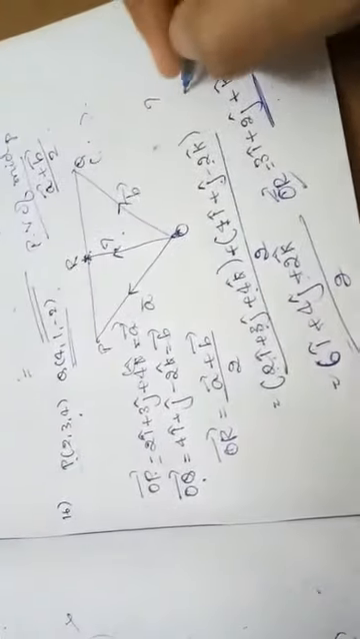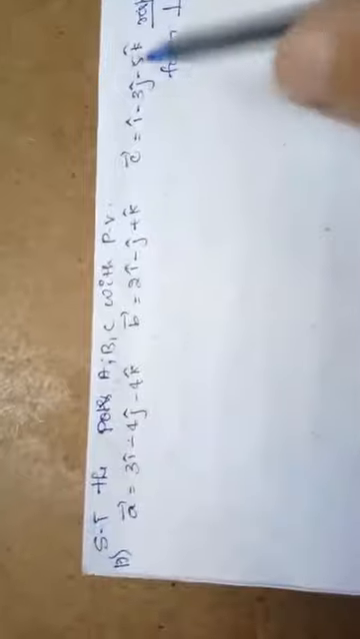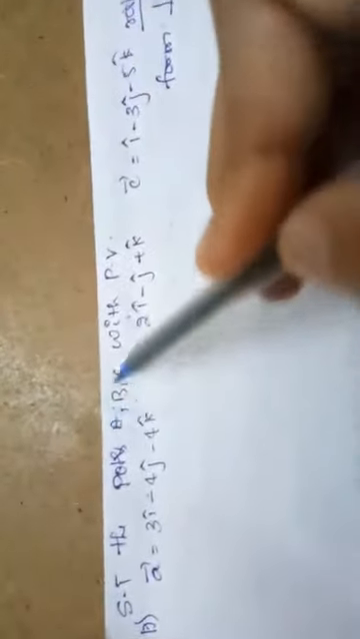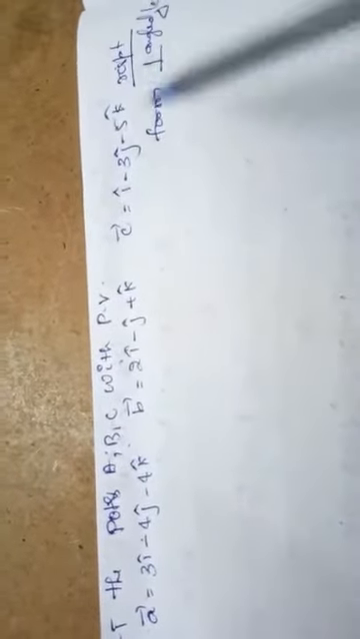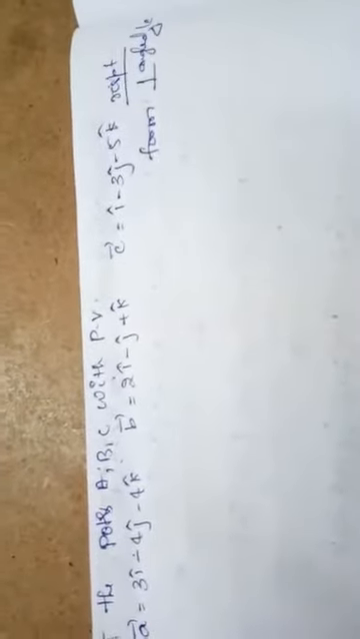This is how we solve the 16th question. So the next question, the 70th question, we need to show that the points A, B, C with position vectors a, b, c respectively form a right angled triangle. They have given the position vectors of point A, point B and point C. So we need to show this.